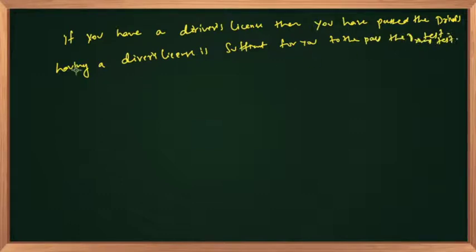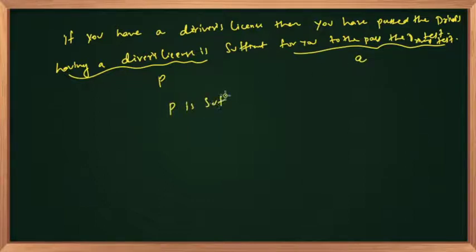Okay, so if having a driver's license is the statement P, and you have passed the driver's test is the statement Q, then we write P is sufficient for Q. So remember, whenever you have P is sufficient for Q, that means you have P implies Q. Okay, P implies Q. So I hope it is clear. We'll see next what is the meaning of necessary.